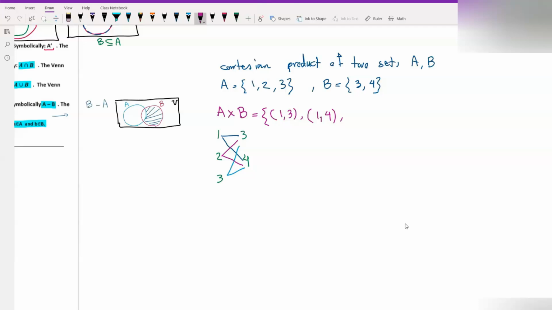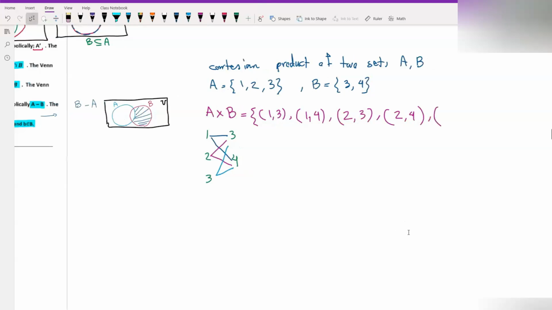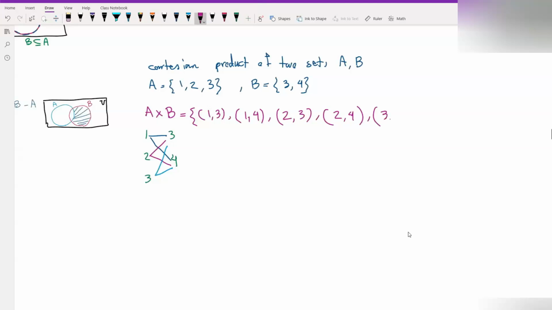And we have 2, 3. 2, 4. Then we have 3, 3. And finally 3, 4. Close set.